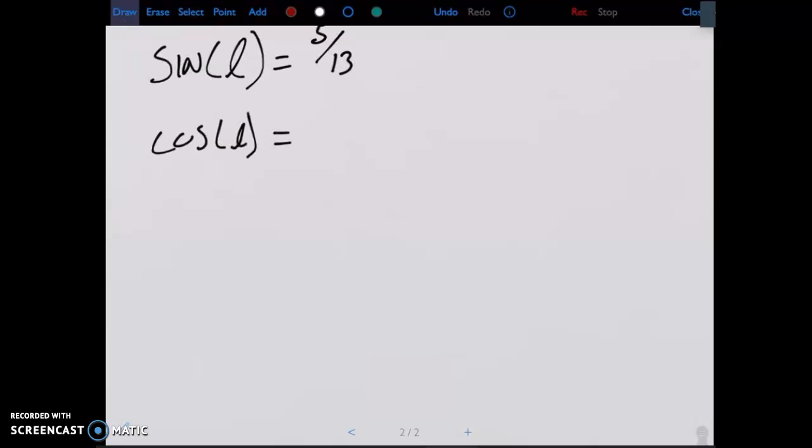There we go. So let's do a couple more examples here. Let's say that I know the sine of lambda equals 5 over, actually, let's do 5 over 13. The sine of lambda is 5 over 13. Let's go ahead and find the cosine and the tangent.